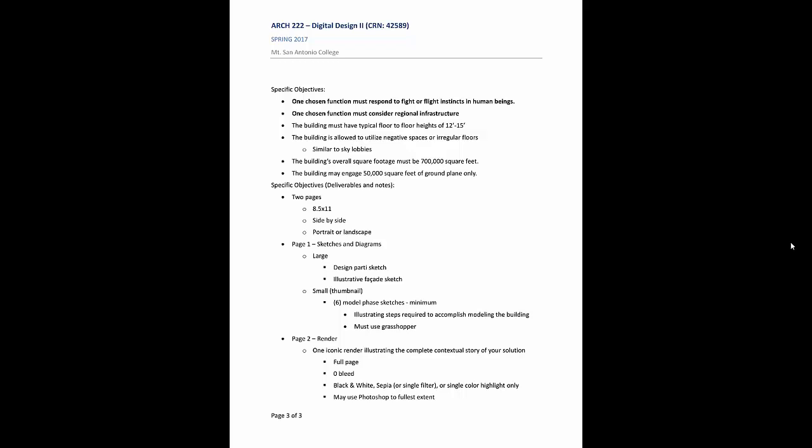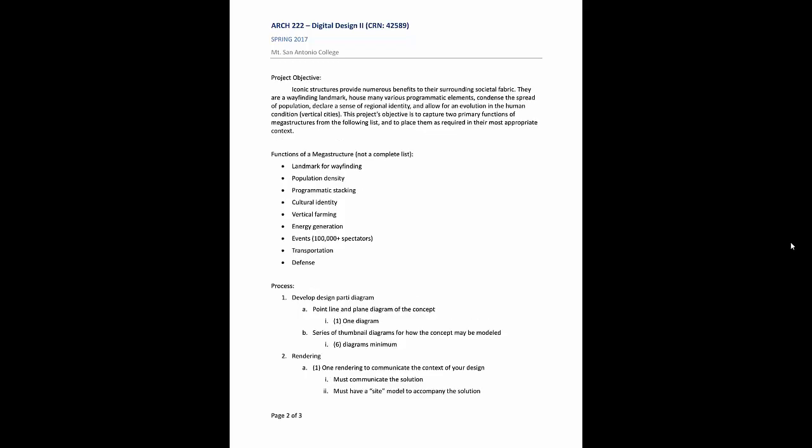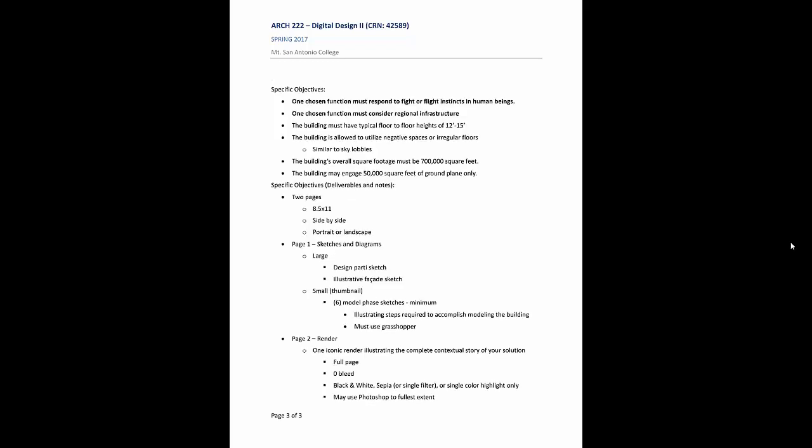So here are the specific objectives, and the top two are the most important. Really, if you think about it, you've got your project objective, which is kind of the overall what we're trying to do, and then I want you to look at those top two elements right there. You need to choose one of your functions and make sure that it responds to our fight or flight mechanic as human beings. Okay, so do you guys know what that is? Right, it's like a survival instinct that we have where we're either going to fight or we're going to run, right? Fight or flight. It's really the only way that humans have survived is that instinct.